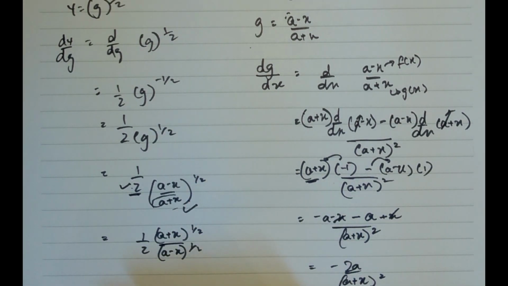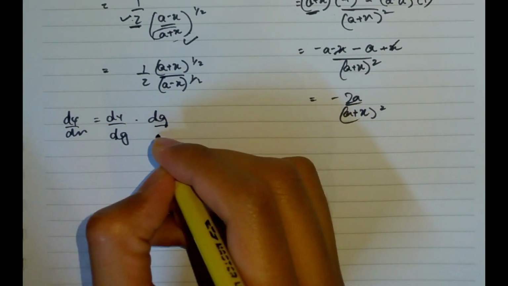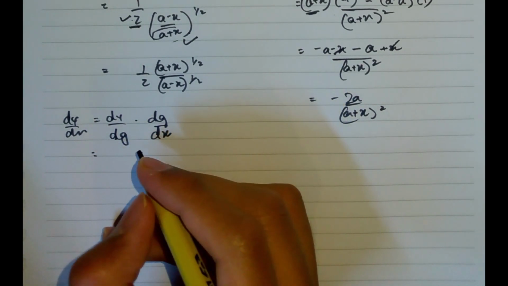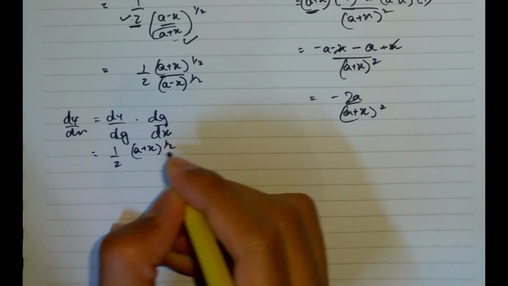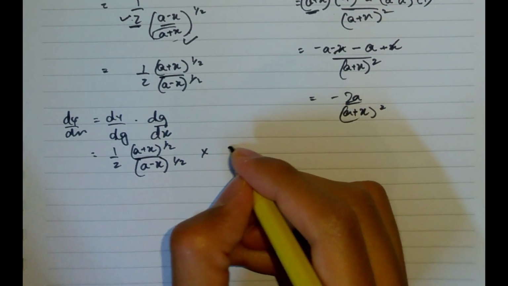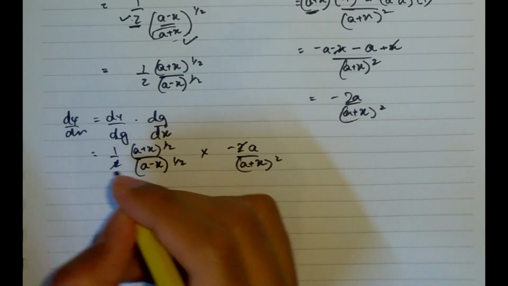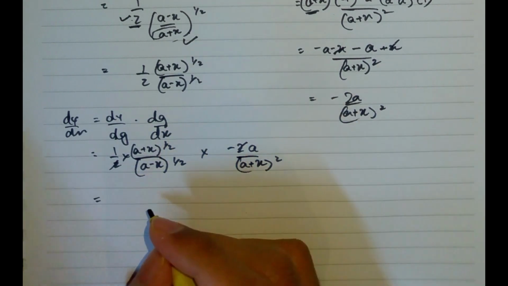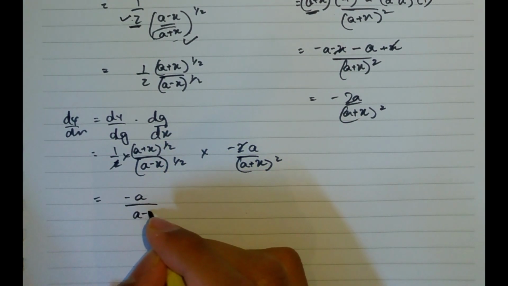I can simply use the chain rule. Okay, so what was dy by dg? It was 1 divided by 2, (a plus x) power 1 by 2 divided by (a minus x) power 1 by 2. And what was dg by dx? It was negative 2a divided by (a plus x) whole square, right? So this 2 is cancelled. Okay, these all are being multiplied. So now we have negative a divided by (a minus x) power 1 by 2.